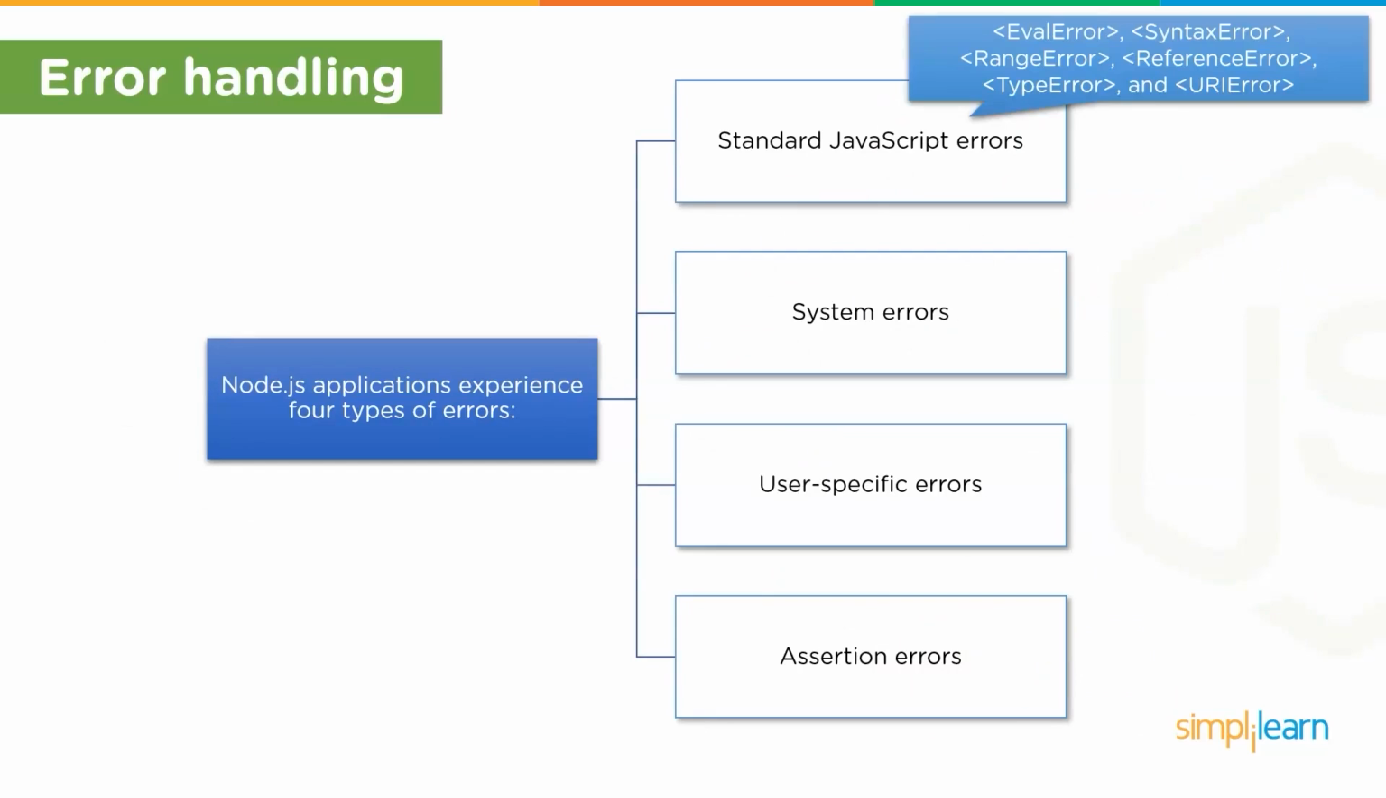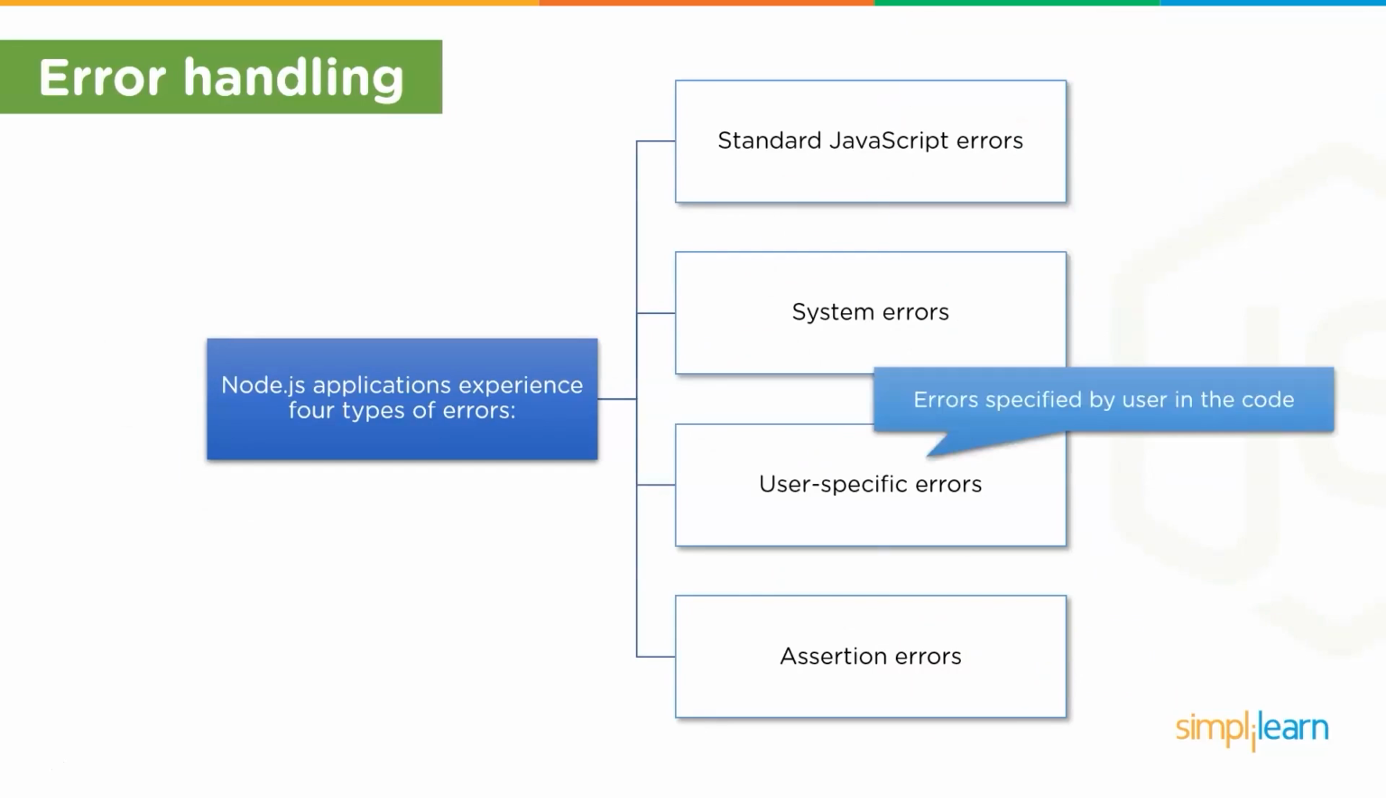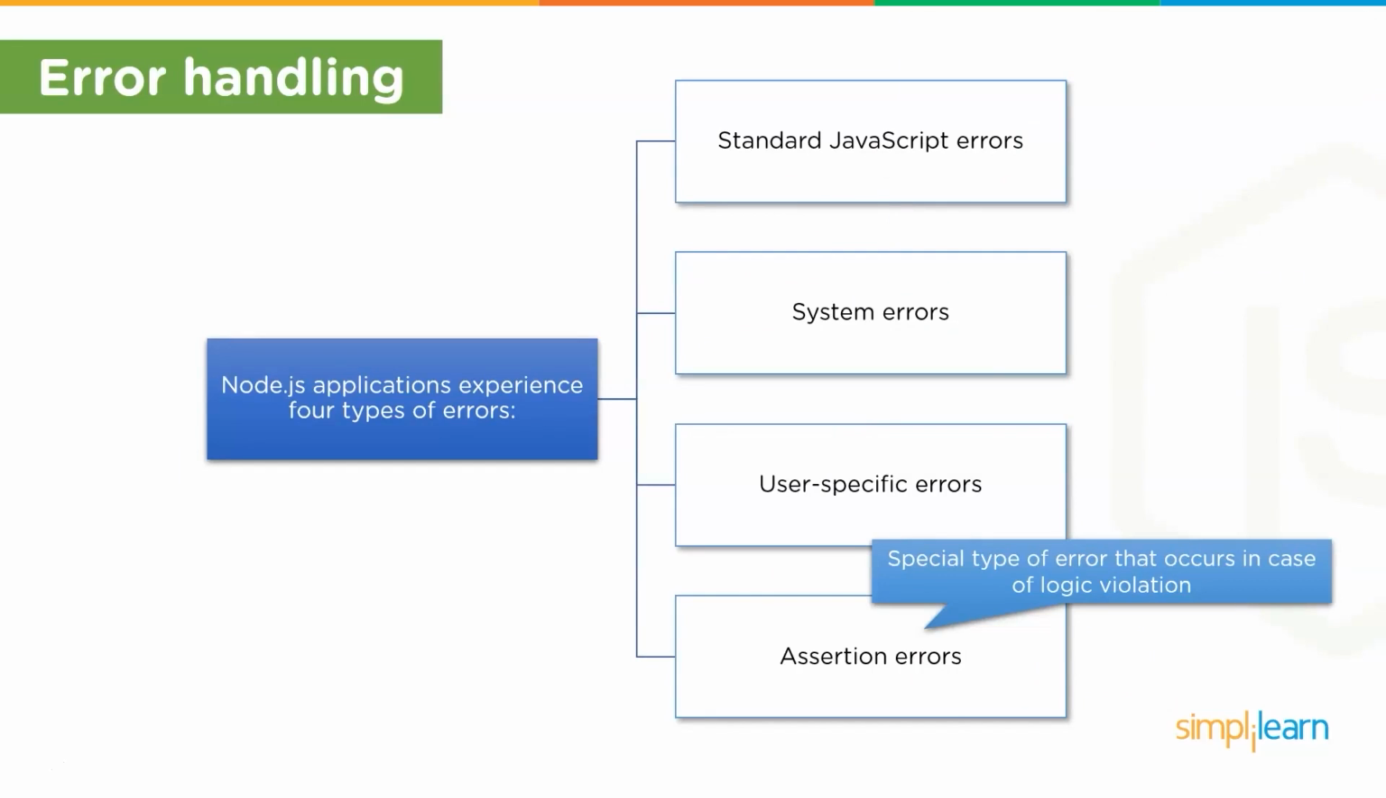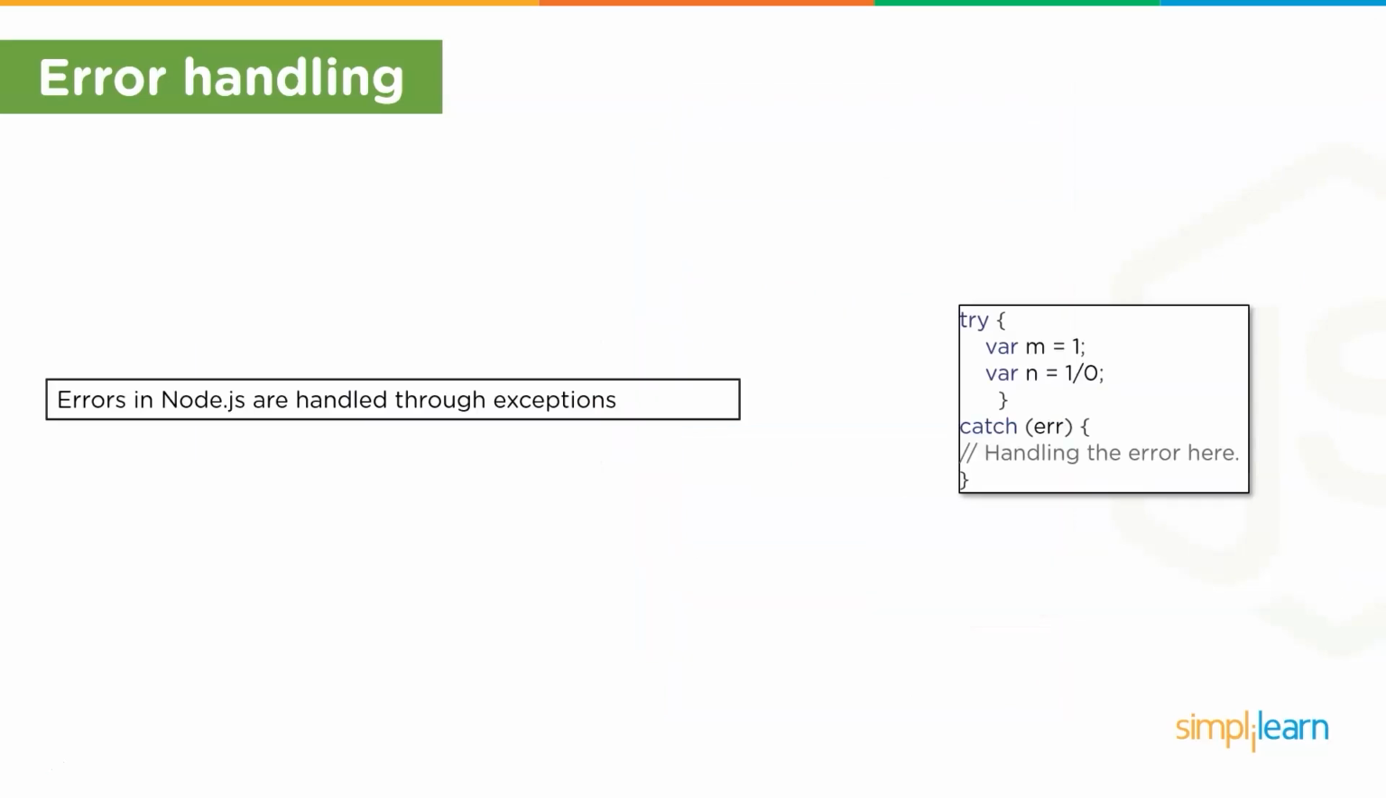We have the standard JavaScript errors, system errors, user-specific errors, and assertion errors. Now errors in Node.js are handled through exceptions. For example, let's handle an error that would occur when we divide a number by 0. This error would crash the Node.js application, and so we should handle it. Here's a small code for you.